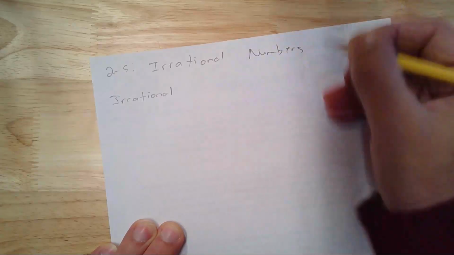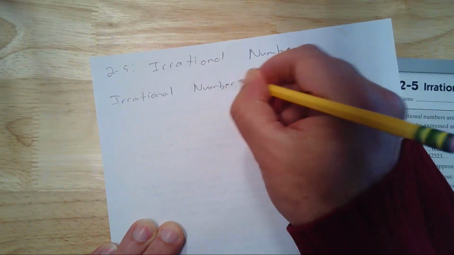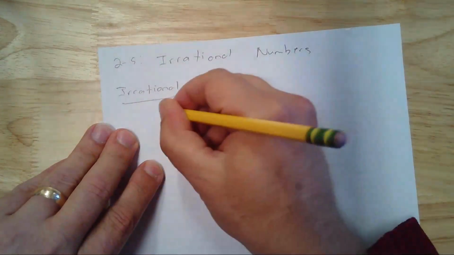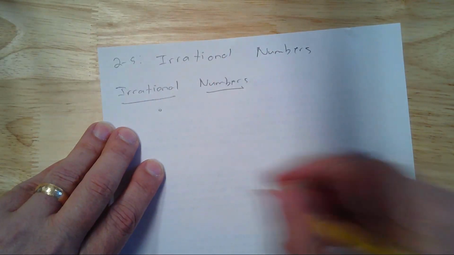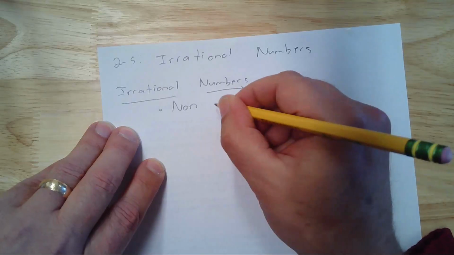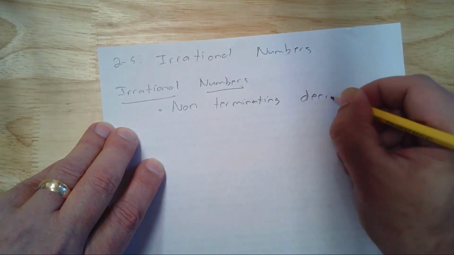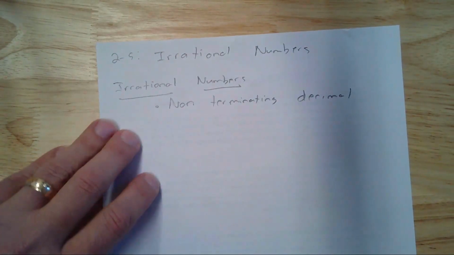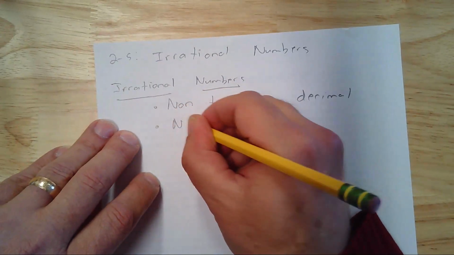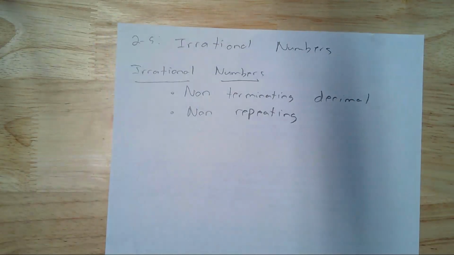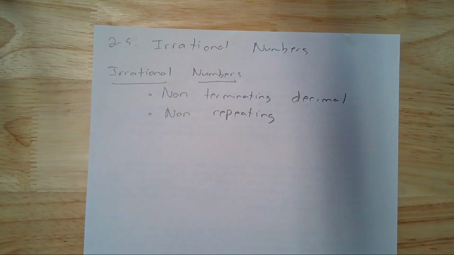And it can be defined a handful of ways, but basically there's two things that need to happen here to be an irrational number. It's a non-terminating decimal, basically a decimal that goes on forever and ever and ever, but it also can't repeat. That is one certainty you can represent an irrational number.